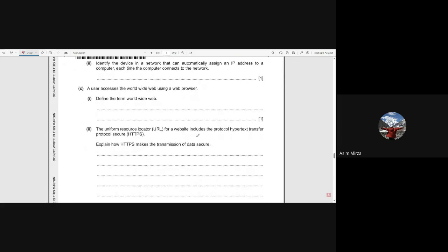So let's move on to the next part. Identify the device in a network that can automatically assign an IP address to a computer each time the computer connects to the network. So, listen, boys and girls, my purpose is not that my students feel bored. Actually, I'm explaining this because you must know all these things, right? So it's a question of 1 mark, but that is related to DNS, DHCP, and the router. You must know these things, right?